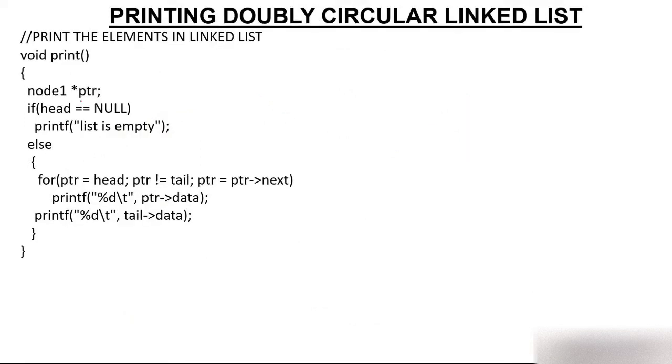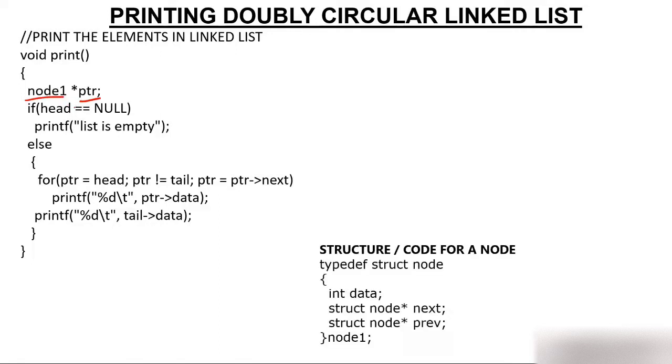In the print function, I've created a pointer ptr of data type node1. What is node1? I have explained many times that when we were creating a doubly linked list or doubly circular linked list, we created a structure named node. It had 3 parts: one data, which is of integer type, and 2 pointers, next and previous. Next keeps the address of the next node, previous keeps the address of the previous node. We have created a variable of this structure, node1, and we have type defined it. Type defined means node1 is now the representative of this entire structure. So instead of using struct node, you can use node1. So we have created a pointer ptr of node1.